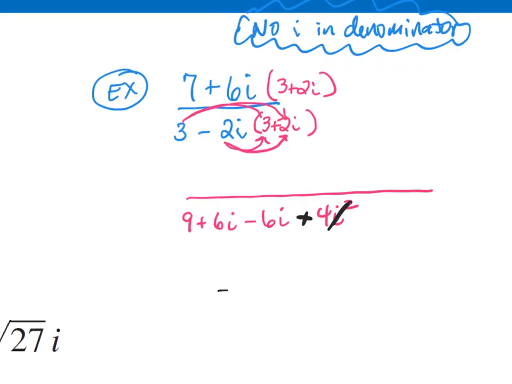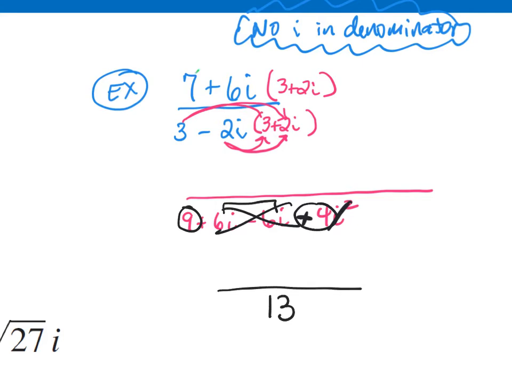So let's simplify a little more. 9 plus 4 is 13. And what happens with positive 6i and negative 6i? They cancel out. Are my i's out of the denominator? Yes. Every time you multiply by the complex conjugate, like Annie just said, you'll get a real solution. So now we just work with the top.